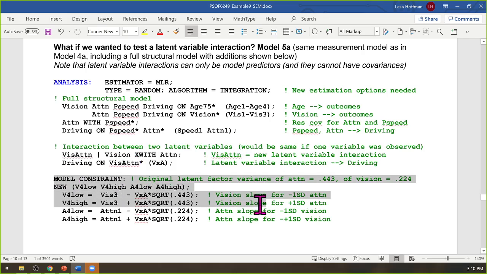And just because I couldn't go an entire semester without talking about interaction terms and simple slopes, I wanted to show you how to compute simple slopes for your latent variable interaction. So I have slopes for each predictor at high and low values of the other predictor because they've all been mean-centered such that 0 is the middle.